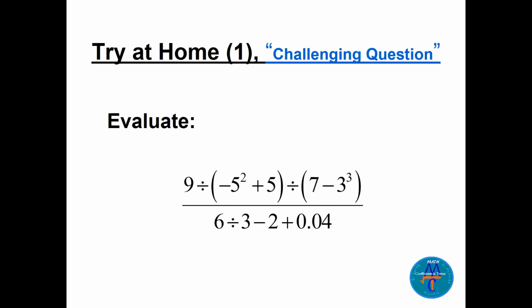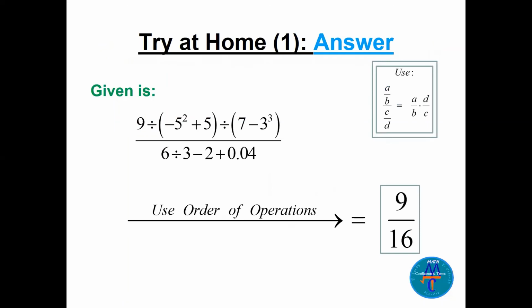9 divided by, in the first bracket, we have minus 5 squared plus 5, divided by another bracket, 7 minus 3 cubed divided by 6 divided by 3, minus 2 plus 0.04. Now, when you do all this, the answer is there. Only the answer. I hide the solution so that you can try yourself. So the answer will be 9/16. Believe it or not. Try it yourself. You can use this formula here. I tried to help you. Use this formula for division: A over B divided by C over D will be A over B times D over C, the reciprocal.